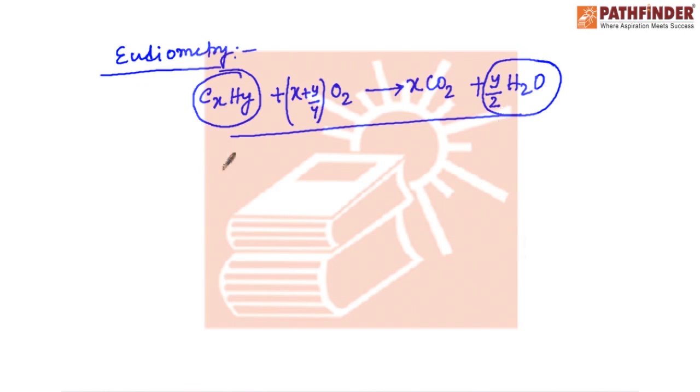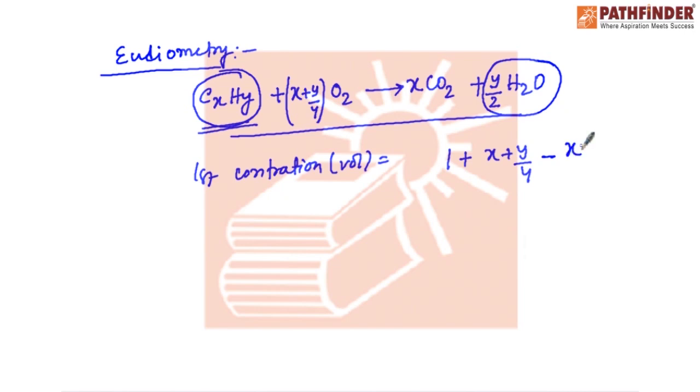So the first volume contraction. For example, we have taken V volume of this hydrocarbon, so it is 1 plus x plus y by 4 minus x, this whole times V. V is the volume of hydrocarbon taken, and since the water has disappeared in the form of liquid, what do we get from here? V times 1 plus y by 4. So if the first volume contraction is given, and the volume of the initial hydrocarbon taken is given, then you can easily find out y.